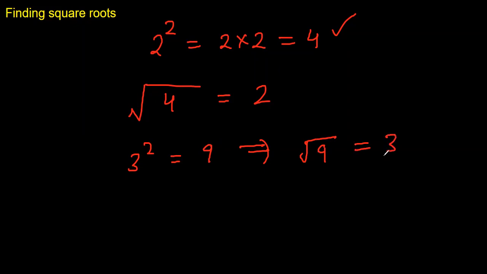So actually finding square root is the inverse process of finding square. We just do the opposite of finding square. So we get square root.